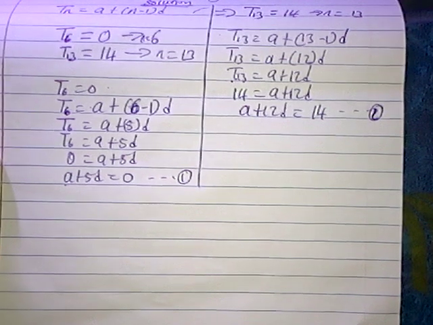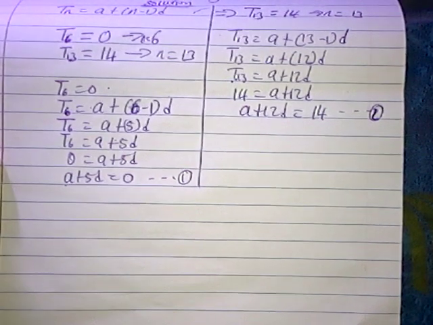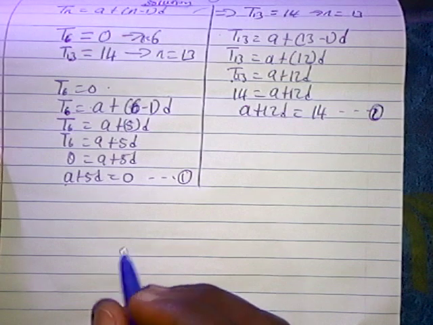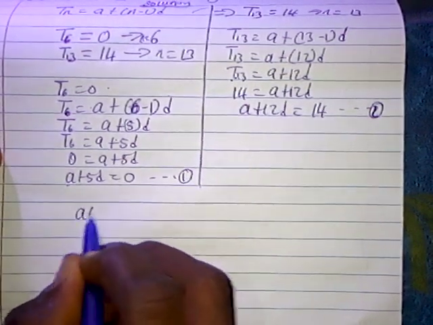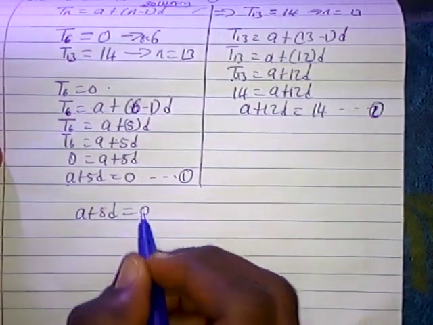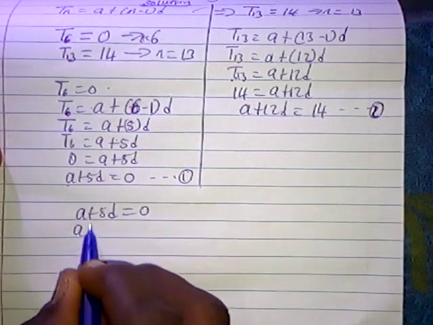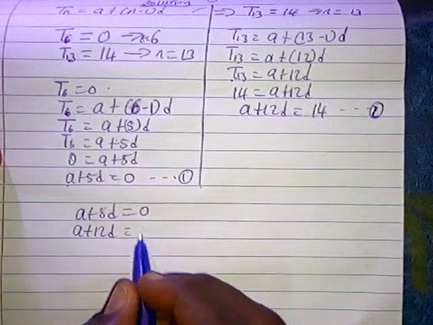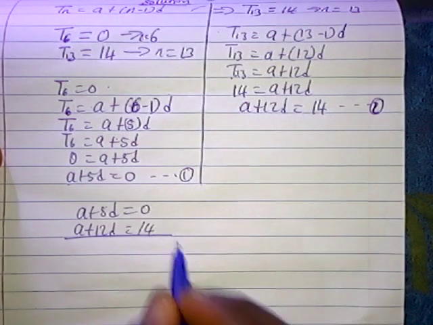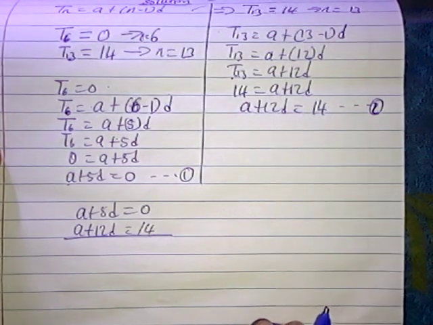I taught there are different kinds of simultaneous equations, and even past questions on it, right? Good. Now we proceed. A plus 5D is equal to 0. A plus 12D is equal to what? 14. Right? Good. What should be our next target?